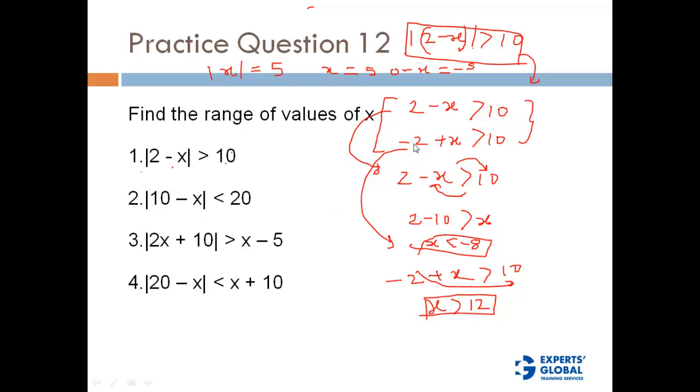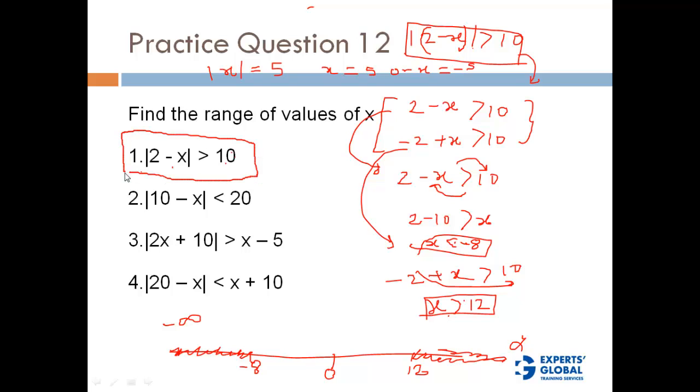Each of these inequalities will give us one range, and combined together we are talking about, see, this is the number line, the points of interest will be minus 8 and 12. We are talking about all x that are greater than 12. So we are talking about this range till infinity. We are talking about all x less than minus 8. So we are talking about this range until negative infinity. So with the absolute value, we are talking about two ranges. One range is less than minus 8, the other one is greater than 12.